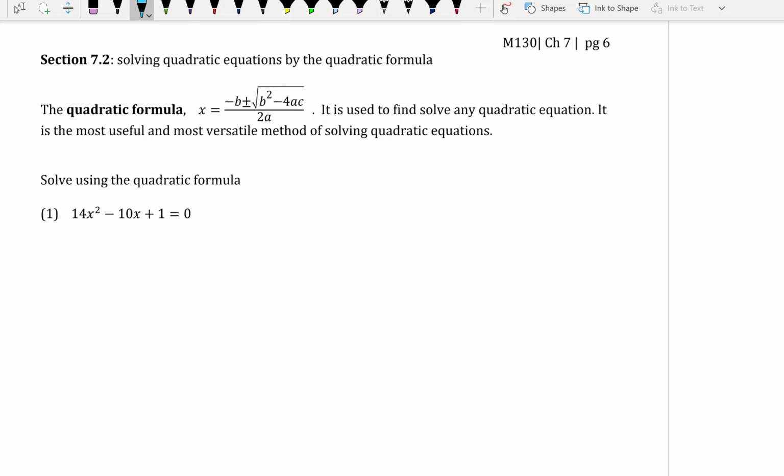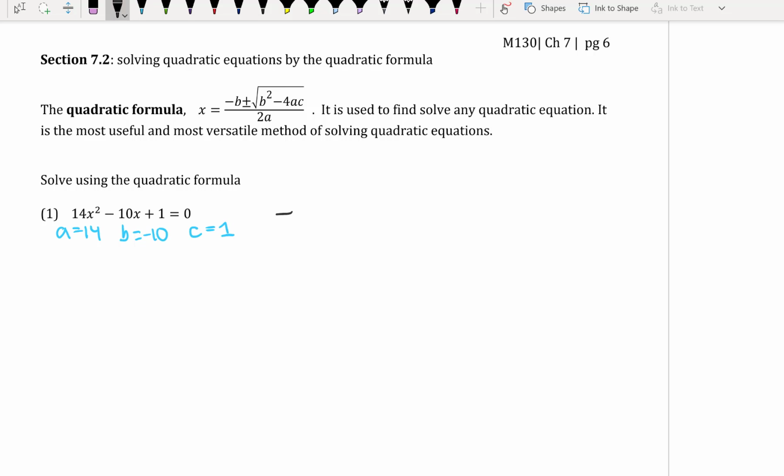Remember that a quadratic equation is a degree 2 polynomial. We already know about factoring, the square root property, and completing the square. This is just something else to help our skill set. The best way to go about this is to identify your a, b, and c and plug them into your formula. So our a value is 14, the b value is negative 10, and the c value is a positive 1.